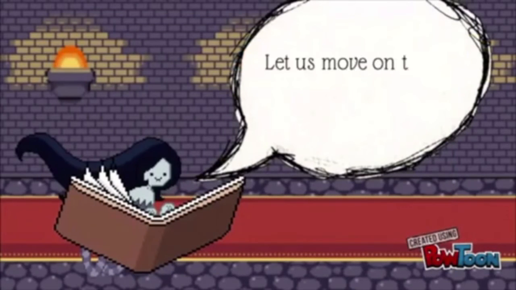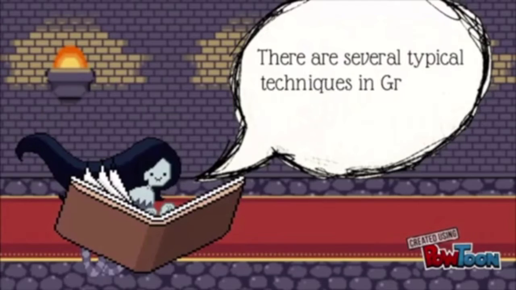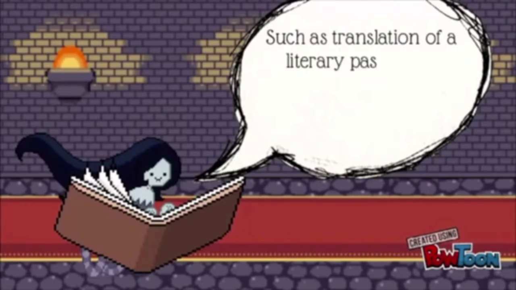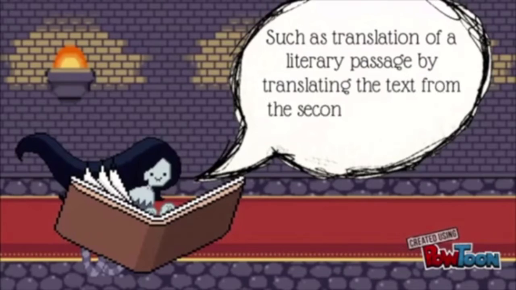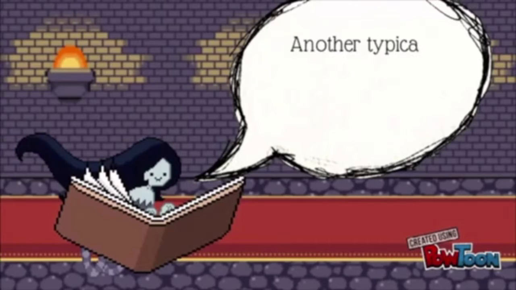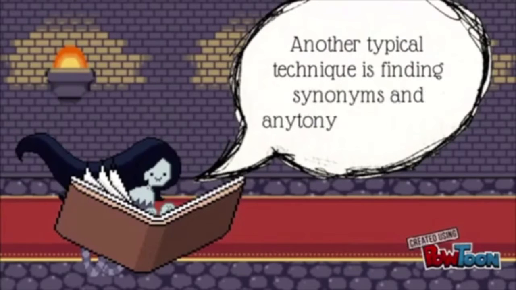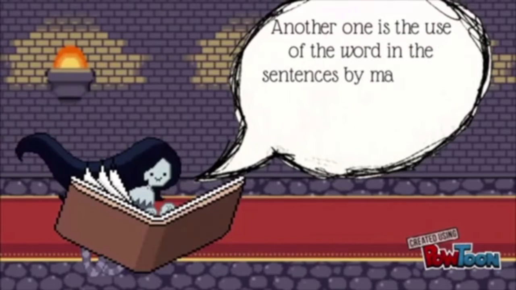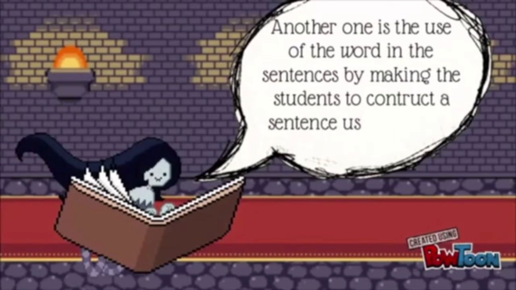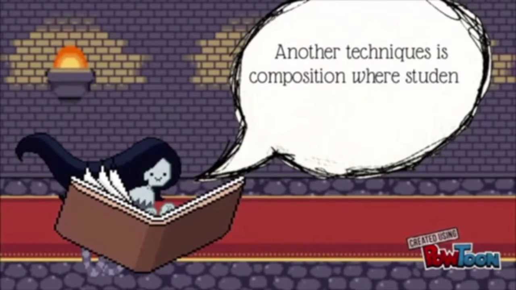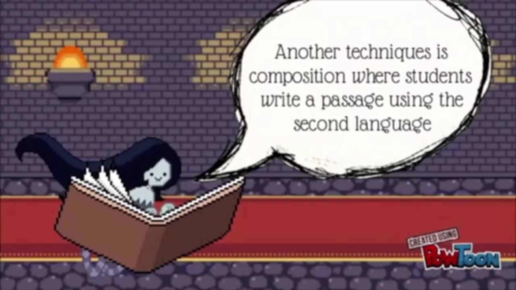Okay then, let us move on to the next point. There are several typical techniques in grammar translation method, such as translation of a literary passage by translating the text from the second language to the first language. Another typical technique is finding synonyms and antonyms for words. Another one is the use of the words in sentences by making the students construct a sentence using the new words. Another technique is compositions where students write a passage using the second language.